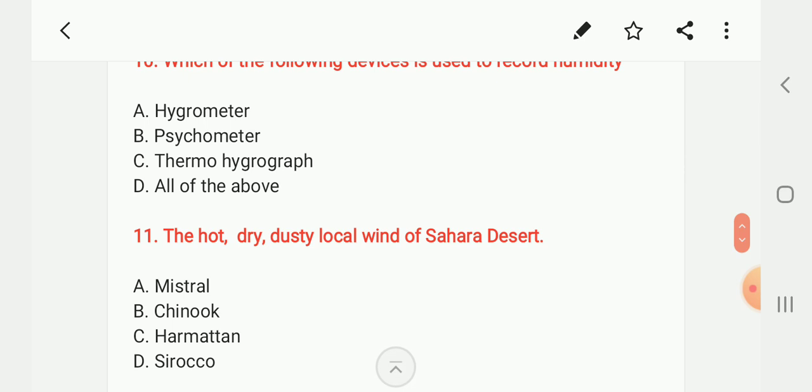Question number 11. The hot dry dusty local wind of the Sahara Desert is known as: option A Mistral, B Chinook, C Harmattan, D Sirocco. This question came in 2016. The answer will be D, Sirocco. Okay.